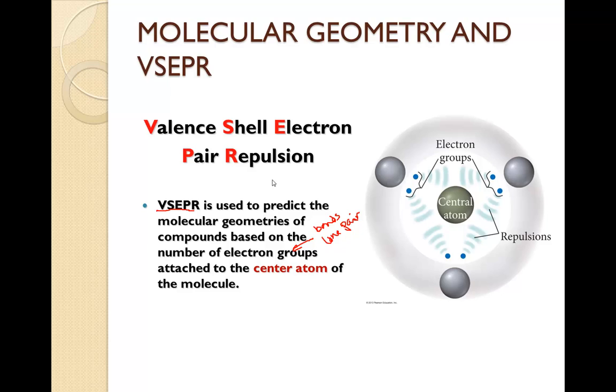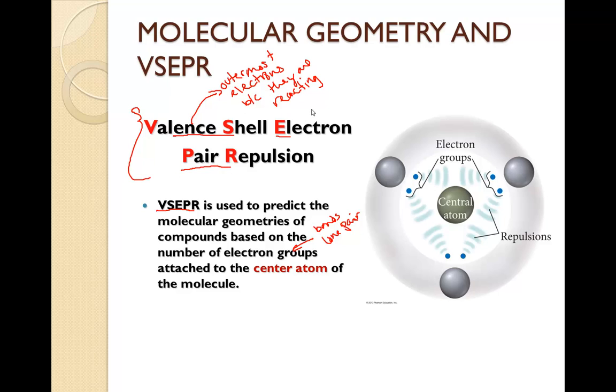Let's break down the term valence shell electron pair repulsion so it's not just words that we're rattling off. When we're talking about valence shell, we're talking about the outermost electrons, because those are the ones that are actually reacting. They're the ones that are participating in the interaction between the atoms. Electron pair repulsion.